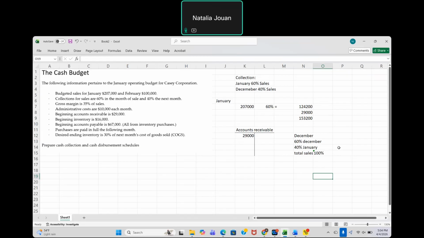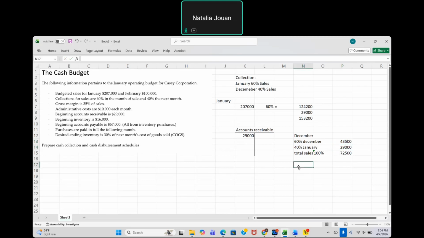Total sales, we don't know. We do know how much we're collecting in January. This is 29. It's still in accounts receivable. Okay. So we can easily compute what your total sales will be. 100 times 29 divided by 40. Okay. So we can do that. 100 times 29,000 divided by 40. That was total sales. December, we collected 60% of that. So we can do this times 0.6. Okay. So if we add these two together, we get the 72,500.